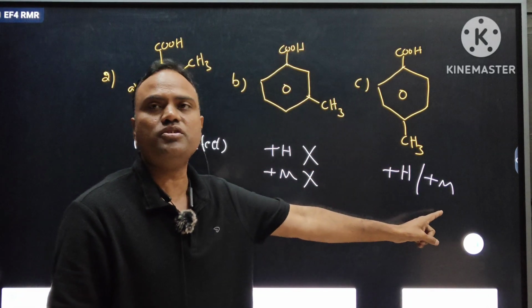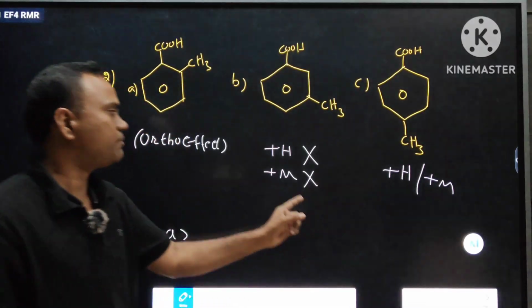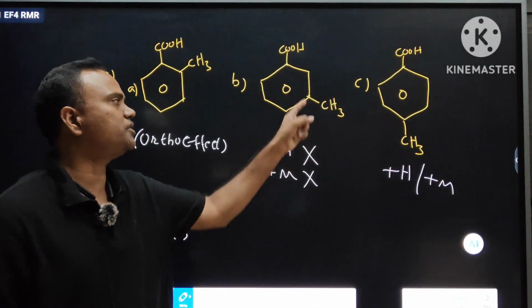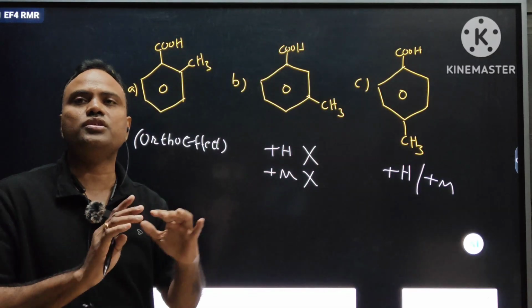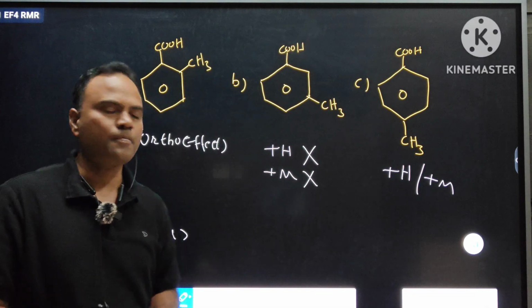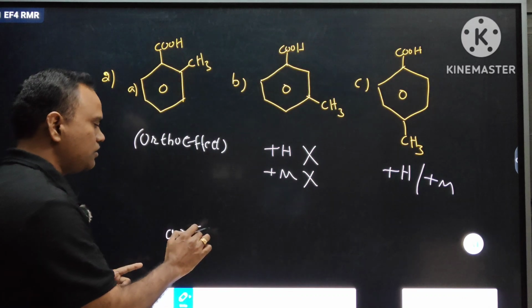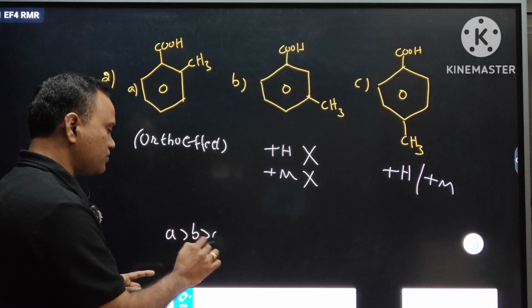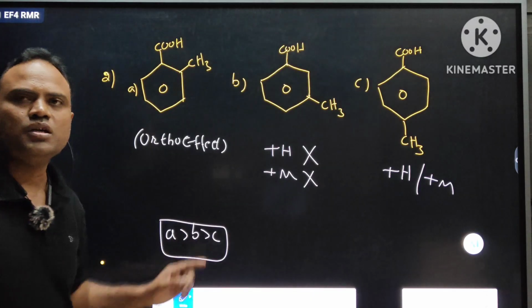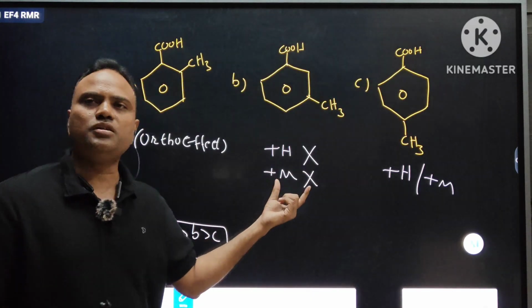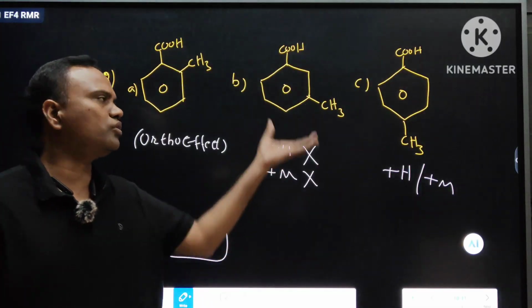Here plus M is present, so it is less acidic. Here plus M is absent. Why? Because the group is in meta. Its donation power is absent. Right? So A after B, B after C. A is more acidic due to ortho effect. After that, B is more acidic because there is no donation.